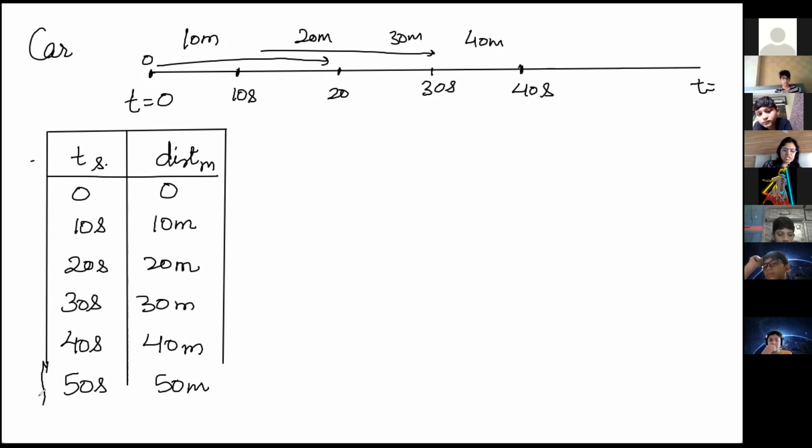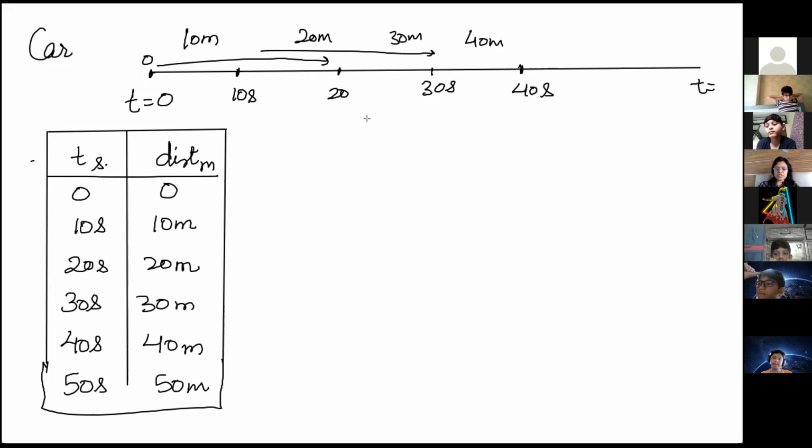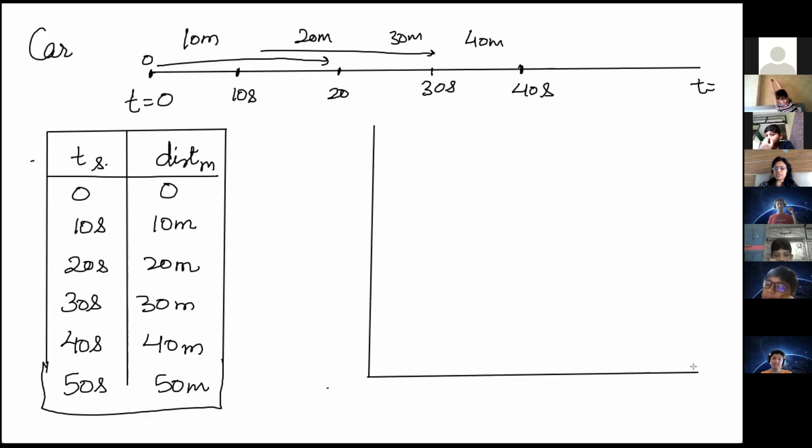So till here, till suppose 50 meter, we have measured it. Okay, till 50 meter we have measured. So this is a table, and then when we plot this table mathematically, if you see now, let me show you the graph first. So whenever a distance time graph is plotted, such that time is on x-axis.